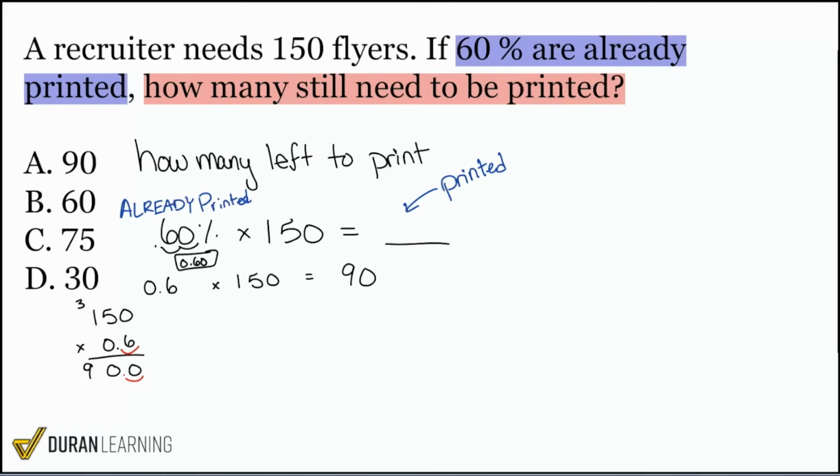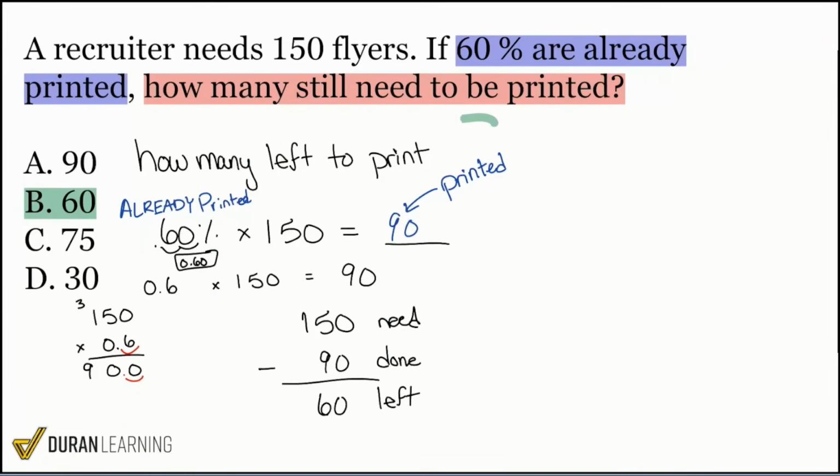is that the actual answer, everybody? Not at all. This 90 represents the amount that was already printed. That's not what we're looking for. We're looking for how many are left to be printed. So because of that, we can subtract naturally here. We can say 150 flyers that we need minus the 90 that are done will give us 60 left. And so sure, the correct answer is going to be B, 60.